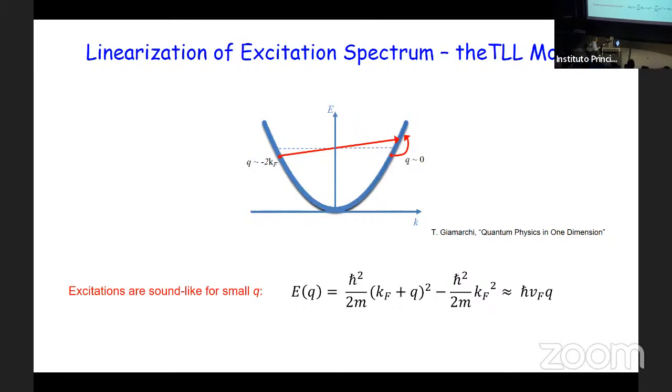And this shows the case where momentum transfer is equal to 0. And this is the case where the momentum transfer across the Fermi points is equal to 2kF. So these excitations are sound-like for small q because they have a dispersion relation which is linear in momentum. So the energy is linear with respect to momentum transferred. And vF is the Fermi velocity.